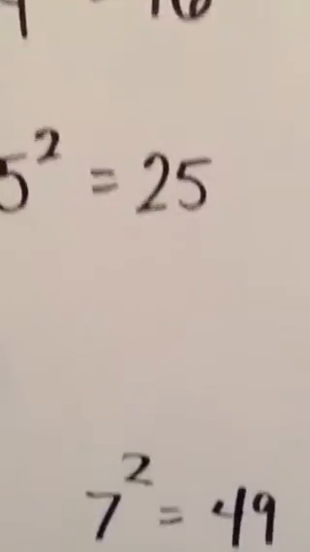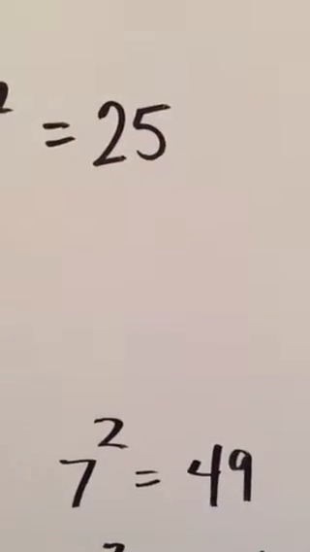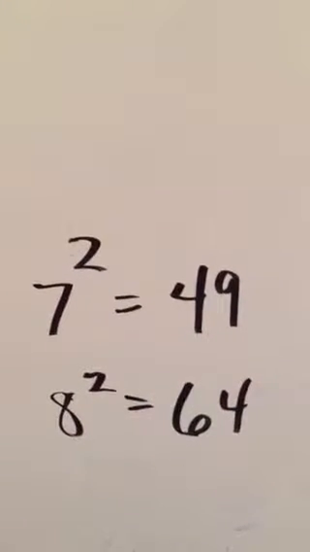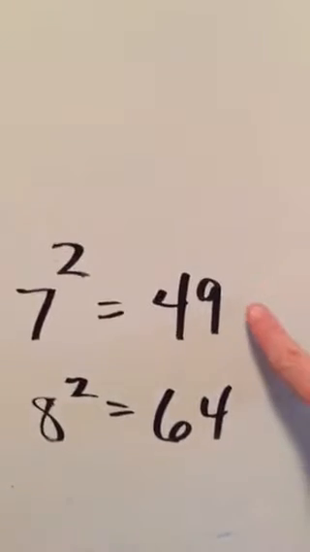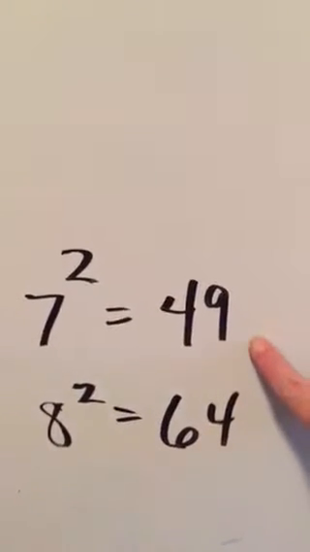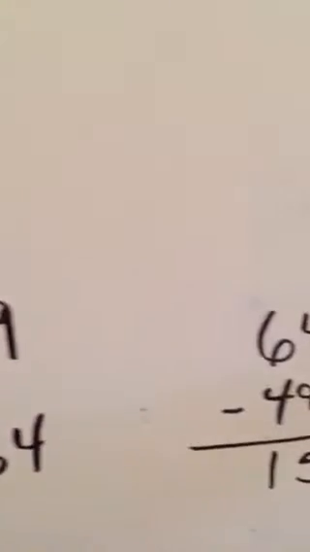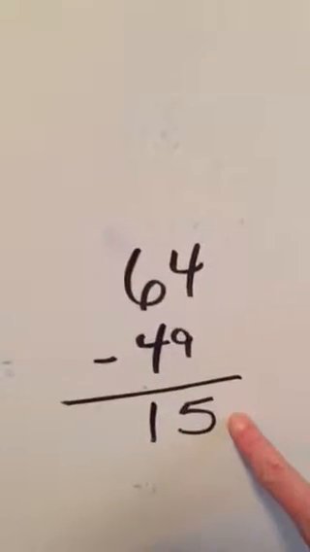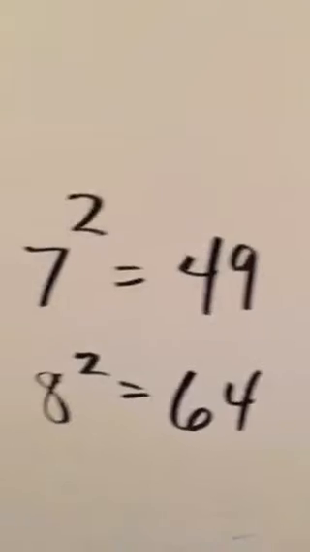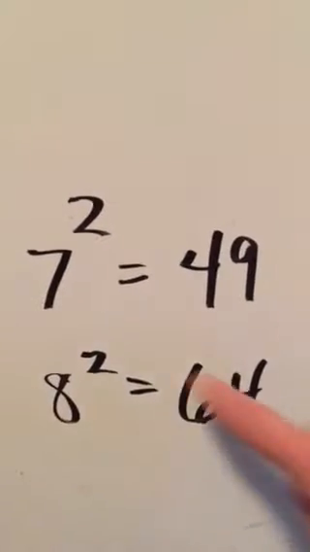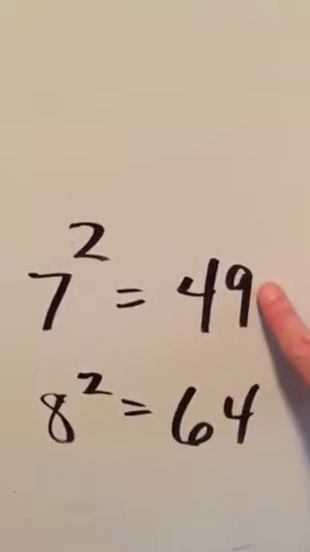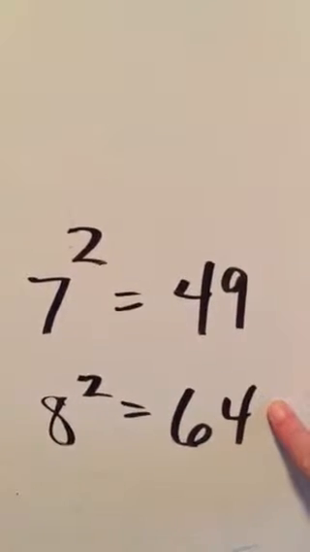So look at another one. What is 7 squared? 49. What is 8 squared? 64. What is the difference between 64 and 49? The difference between 64 and 49 is 15. Wait a second. Is that a coincidence? 7 plus 8 is 15. 49 plus 15 is 64.